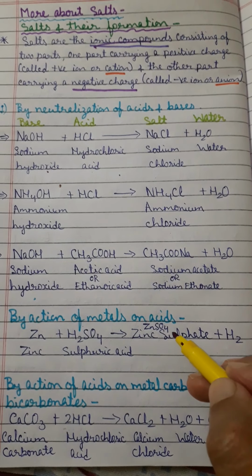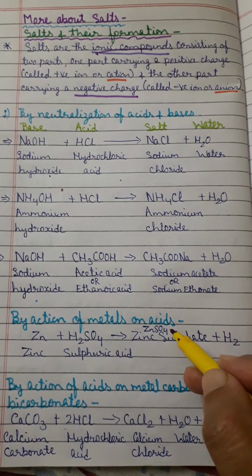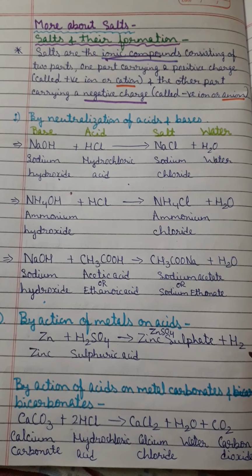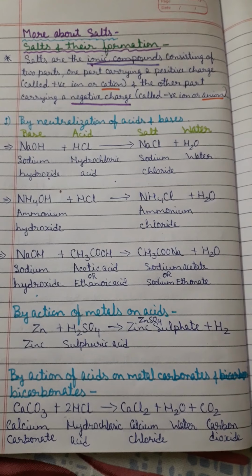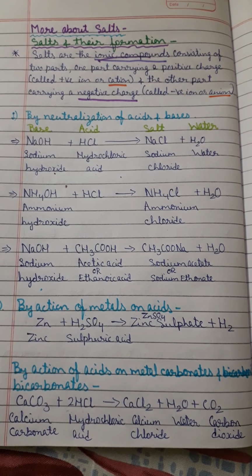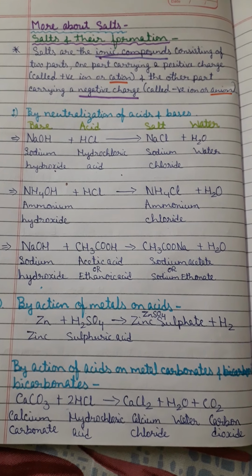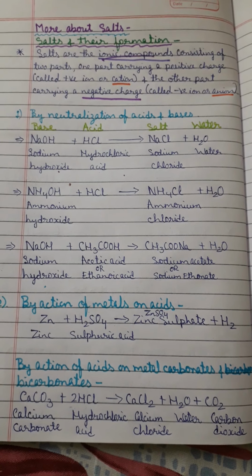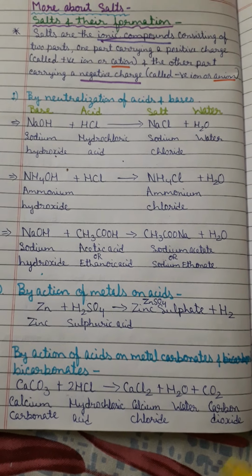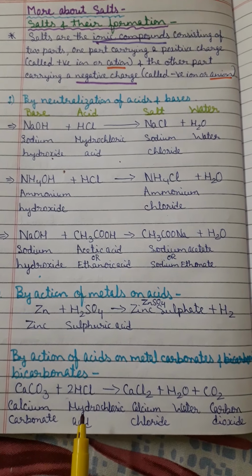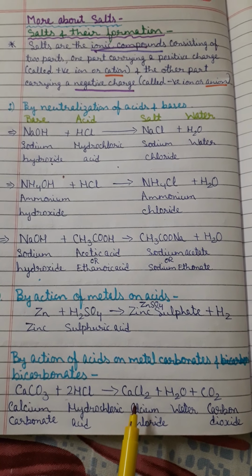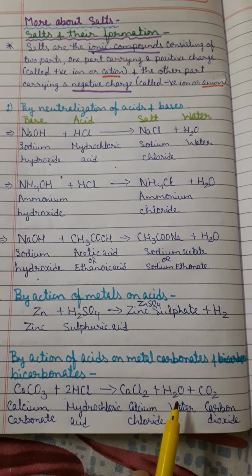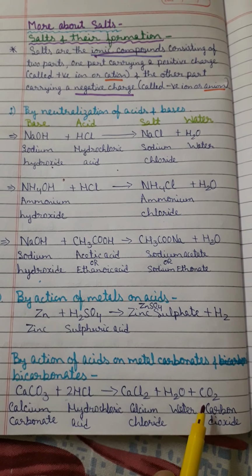What are we getting? Zinc sulfate, ZnSO4, plus hydrogen gas. Another way of obtaining the salts is by the action of acids on metal carbonates or bicarbonates. For example, calcium carbonate plus 2HCl gives you calcium chloride, which is a salt, plus water and carbon dioxide.